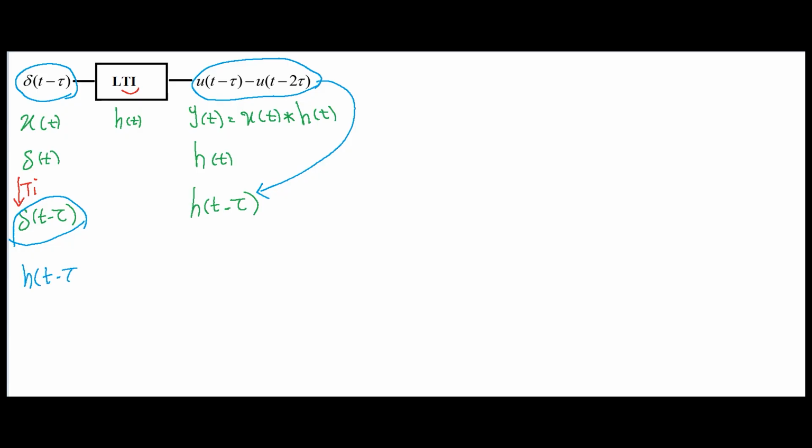So, h(t minus tau) is equal to u(t minus tau) minus u(t minus 2 tau). Using the time invariance property, we can now determine h(t). We conclude that h(t) is equal to u(t) minus u(t minus tau).